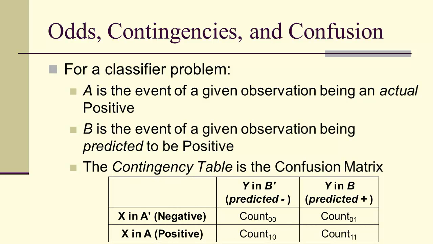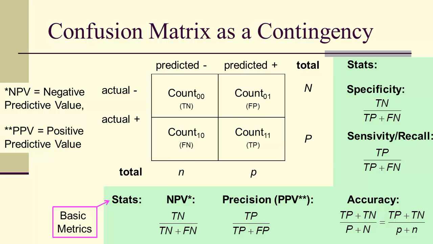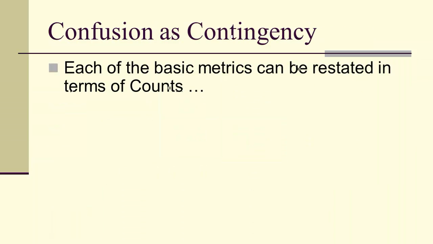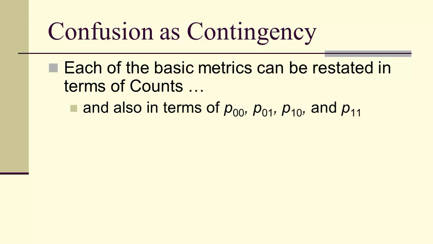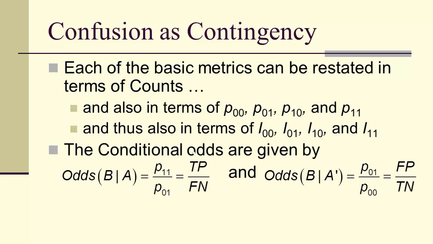And we can think of these in terms of counts. In fact, we can think of our entire confusion matrix and all the related statistics, or the basic metrics, in terms of counts. And because each of these basic metrics can be restated in terms of counts, that means they can also be restated in terms of these small probabilities, these index probabilities. And therefore, they also can be restated in terms of the informations.